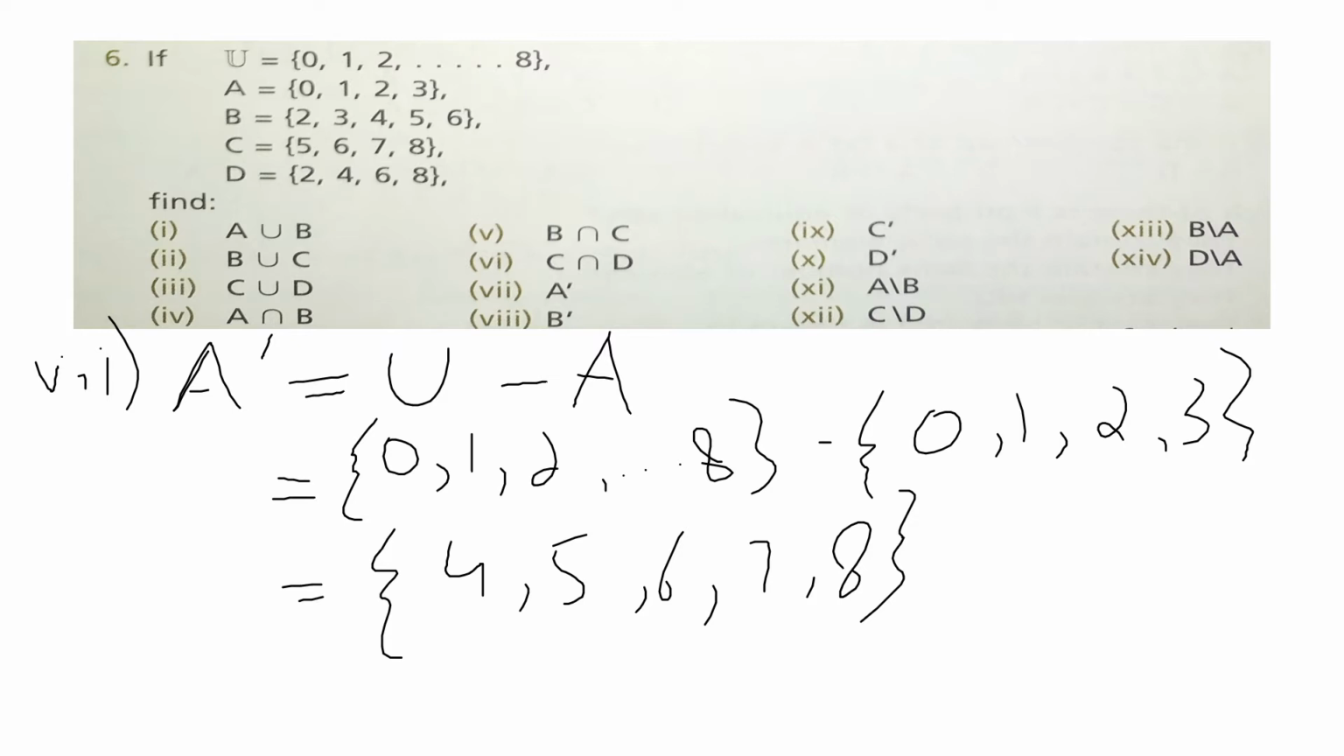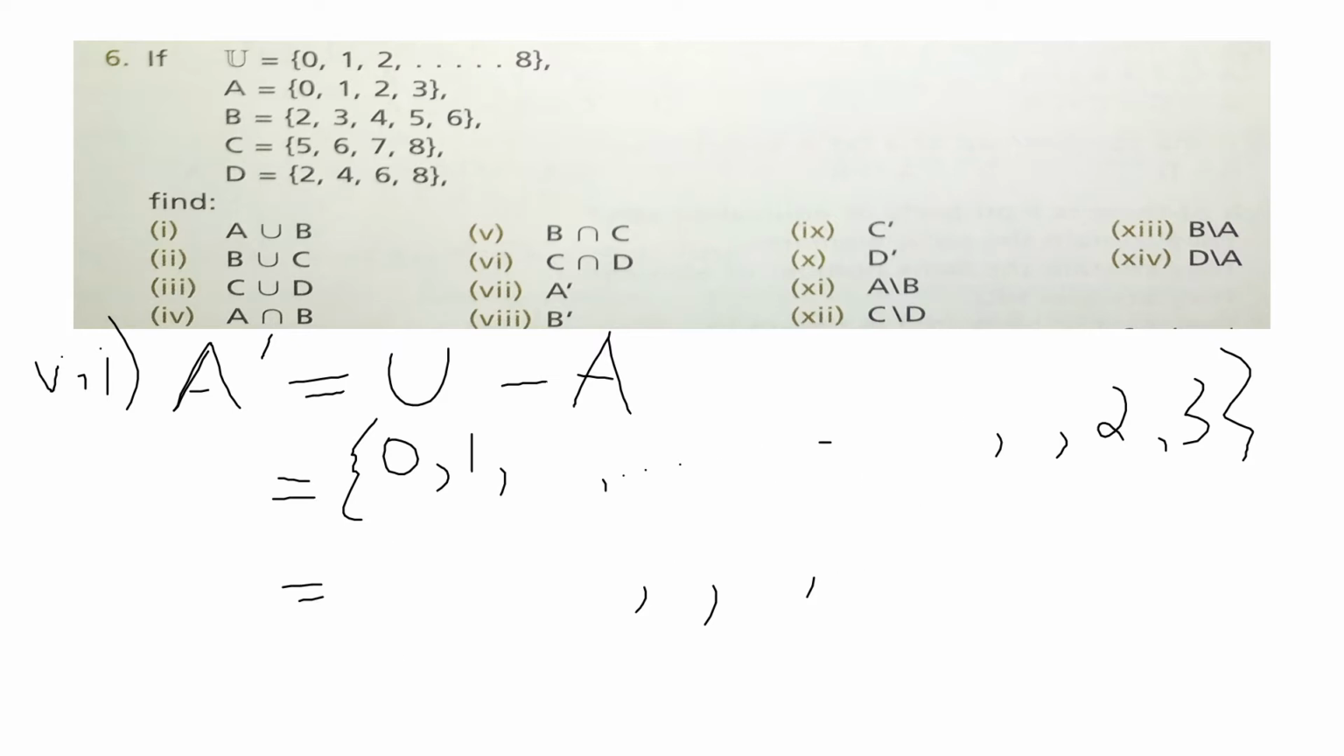Now you have to find B complement, which is part 8. So we will take the difference of set B from the universal set.